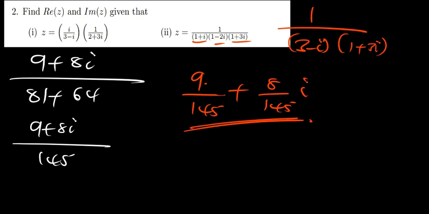So I'll say my real part is 9 over 145. Then my imaginary part is 8 over 145i. As simple as that. So that is it for question 2.